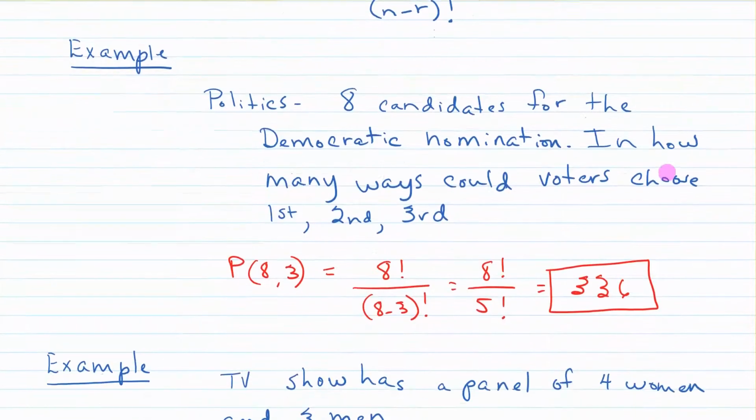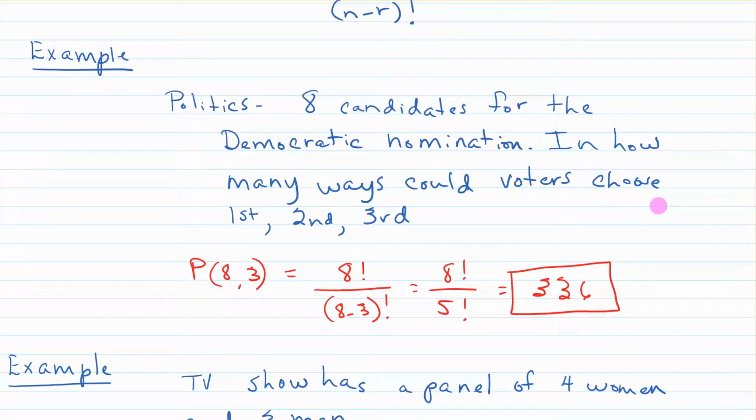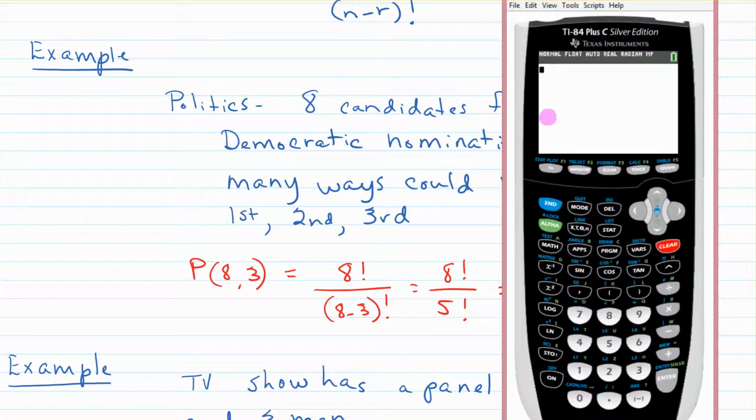Example, in politics, 8 candidates are going for the Democratic nomination. In how many ways could voters choose first, second, and third? So we have 8 candidates, and we want to figure out how many ways could we choose first, second, and third out of those 8. That means you're going to take 8 candidates 3 at a time. So 8 factorial over 8 minus 3 factorial. That's 8 factorial over 5 factorial. You could do it this way, the long way, but let's look on the calculator.